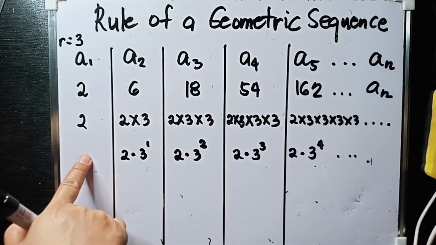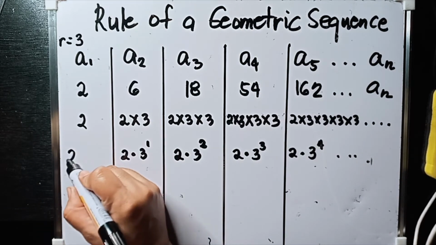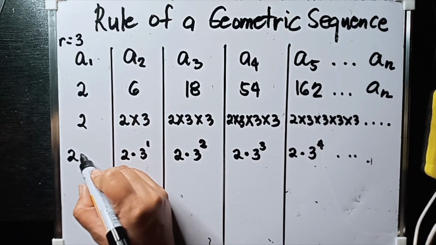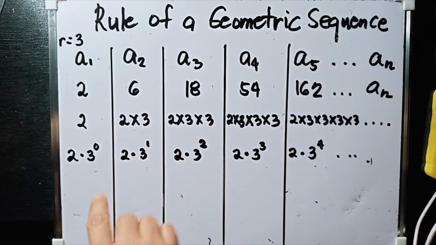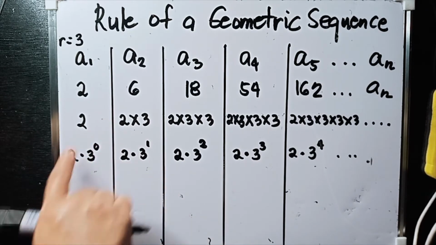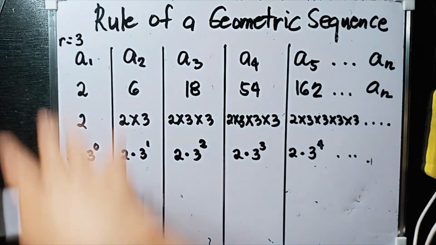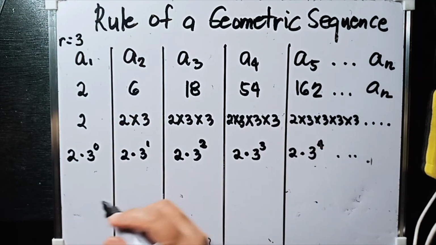Okay? So, of course, for the first one, we can always have this as 2 times 3 raised to 0, because 3 raised to 0 is 1, and 1 times 2 is 2. Okay? So, what have you observed? We can formulate the rule of the geometric sequence here.